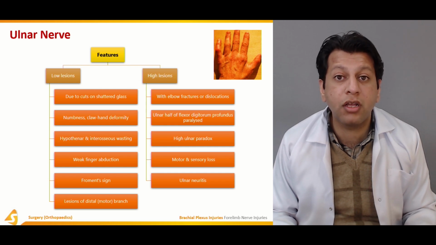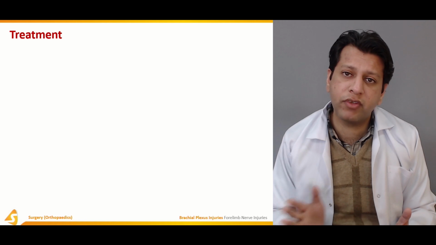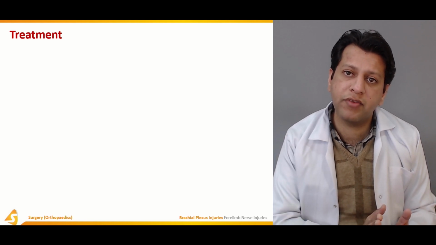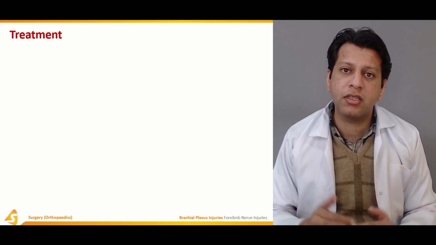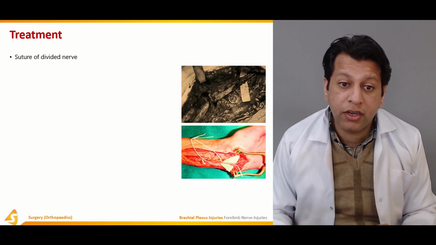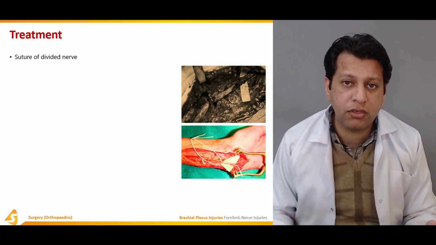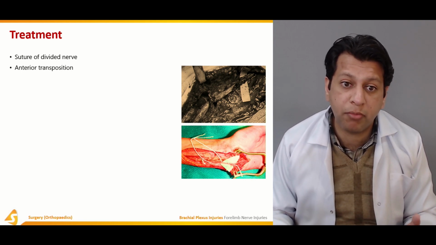There may be associated ulnar neuritis as well. And then we have to differentiate whether it's at the lower level or higher level. Once we know what the lesion is and where the lesion is, then we can proceed toward the treatment. Treatment is, if it's iatrogenic, the divided nerve can be sutured back.